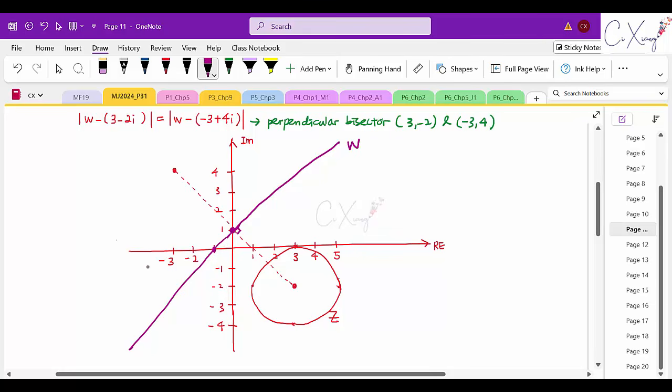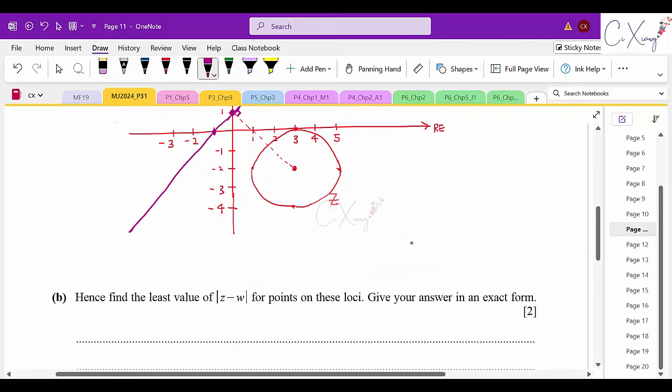Of course, the most important thing is please make sure that you label this as 90 degrees. Then don't forget to label your locus, which is w for this one, and also z is a circle. Then let's have a look at part B.